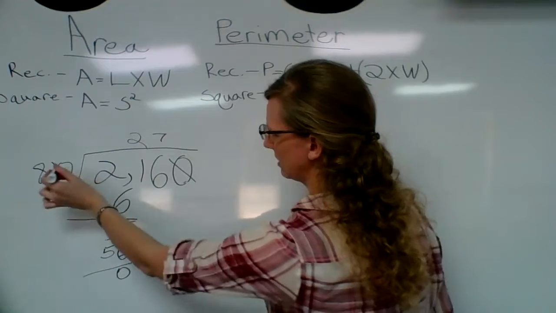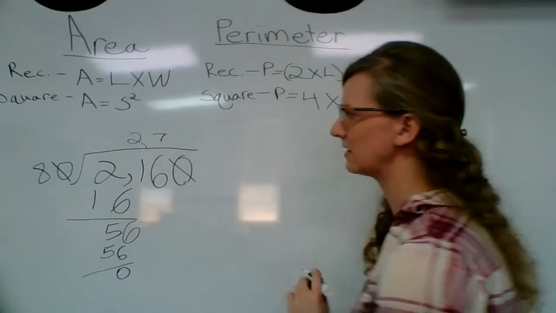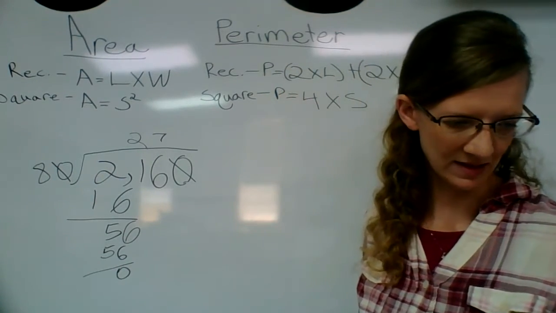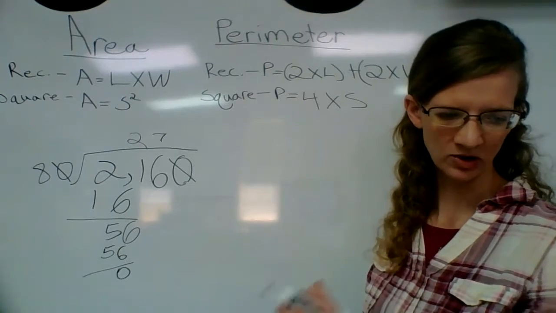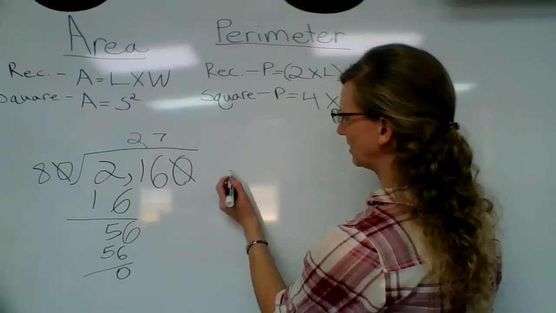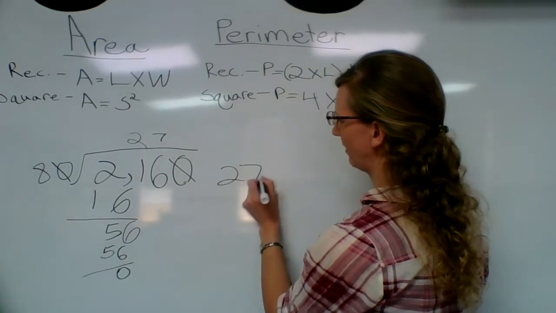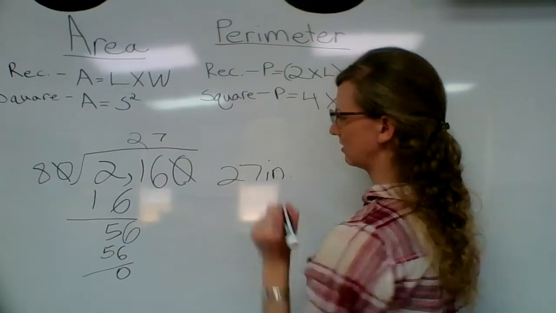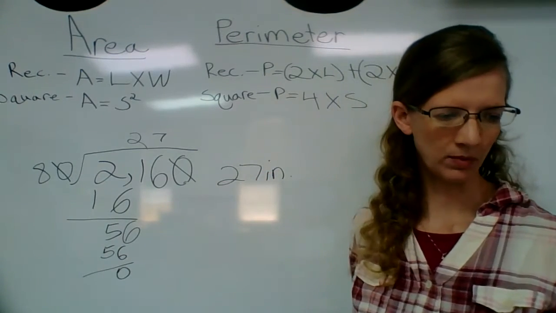And then you took off this 0, took off this 0. So your answer is, how many inches is it going to take to show 2,160 miles? It's going to take 27 inches. So that is the answer to your word problem there.